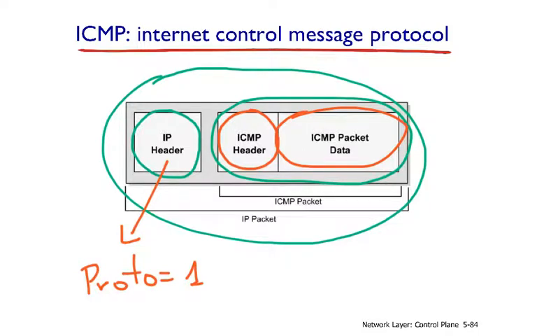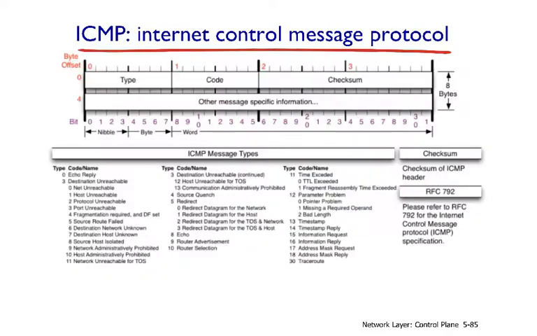So which are the fields for the ICMP header? We have 3 fields. The type field tells us which is the type of the ICMP packet. The code field is used to extend the explanation of the type field. The checksum field is used to check for errors in the header of the packet. And finally, after the checksum field, we can have other specific information regarding the type of message.